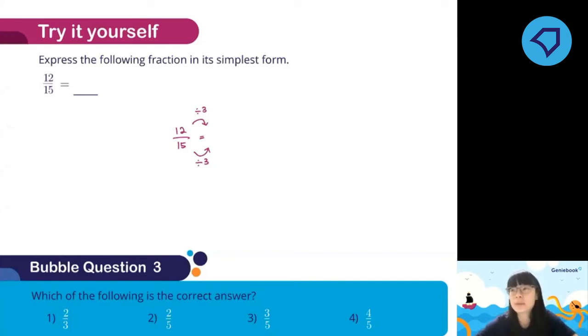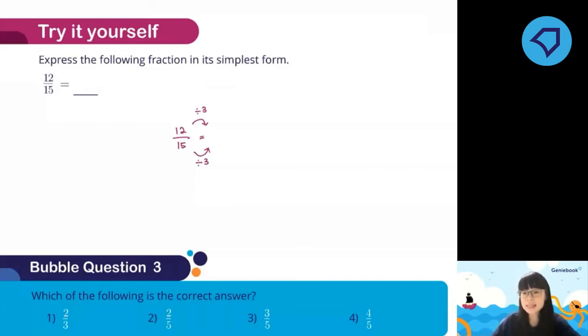Yes, there will be a bubble question. Hopefully we will get to that, but I want you guys to be very clear about simplest form and equivalent fractions first. Okay, 5 more seconds. And time's up. I see the majority of you got the correct answer as well.